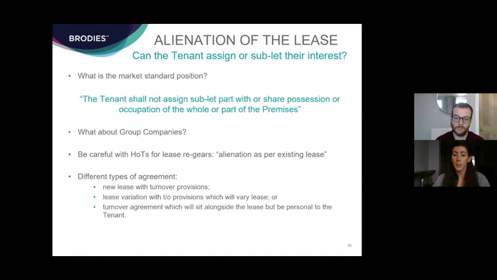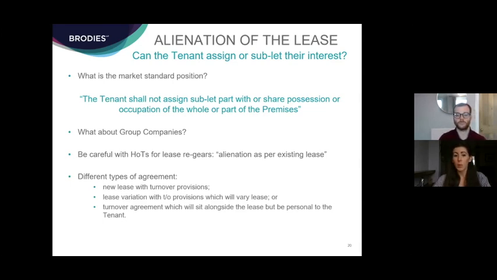And this point is particularly important with lease re-gears, as if the heads of terms say alienation as per the existing lease, and the tenant makes an application to alienate their interest, the landlord will be bound by the terms of the existing lease, which may be consent not to be unreasonably withheld or delayed to an application, and then end up with a lower turnover rent being paid as a consequence.